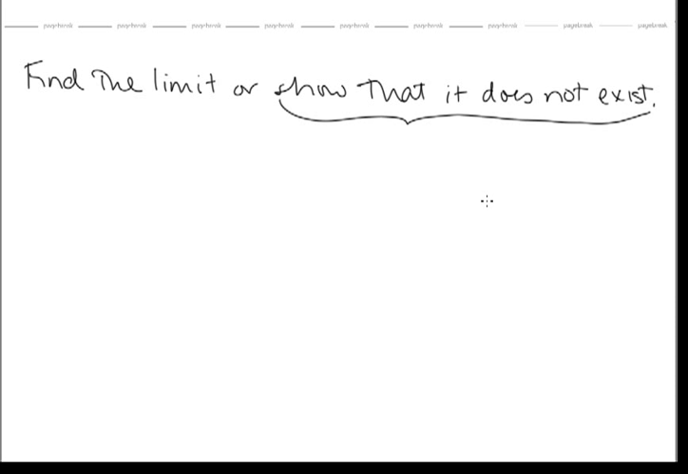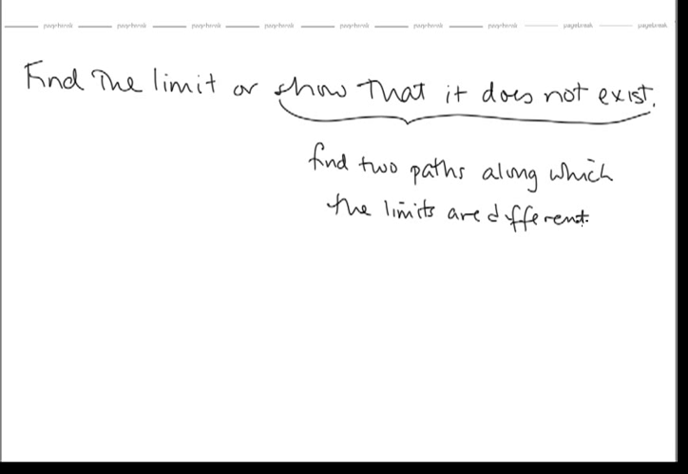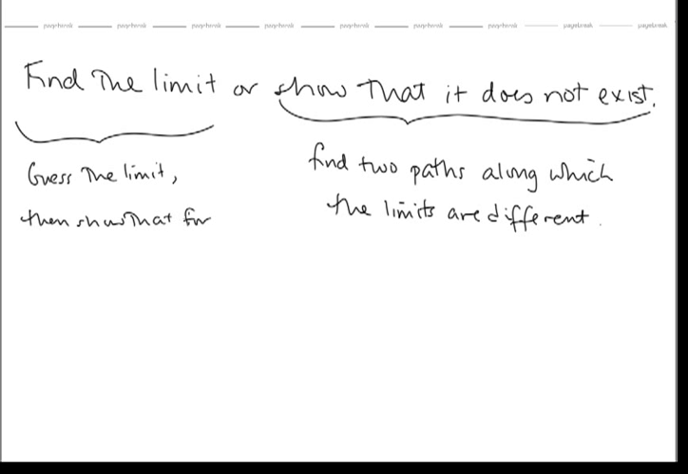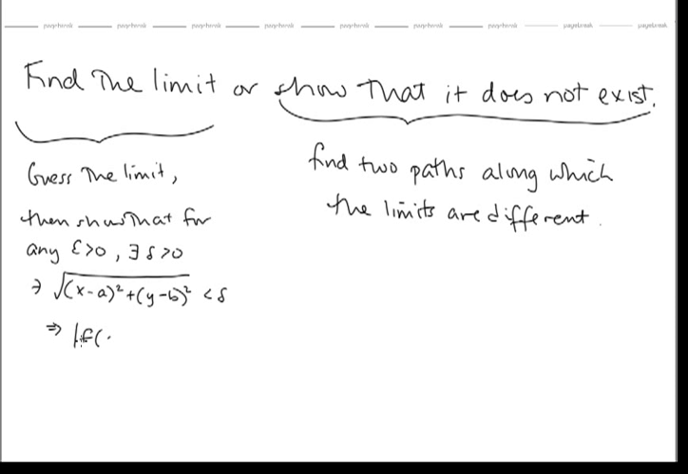So all we have to do to show that the limit does not exist is to find two paths along which the limits are different. And we're going to see a couple of examples of how we can do that. But if we can't show that it doesn't exist, we're going to need to show that it does exist and find that limit. So finding the limit means that we're going to guess the limit, then show that for any epsilon greater than 0, there exists delta greater than 0 such that the distance from (x,y) to (a,b) less than delta gives us the absolute value of f(x,y) minus L less than epsilon.